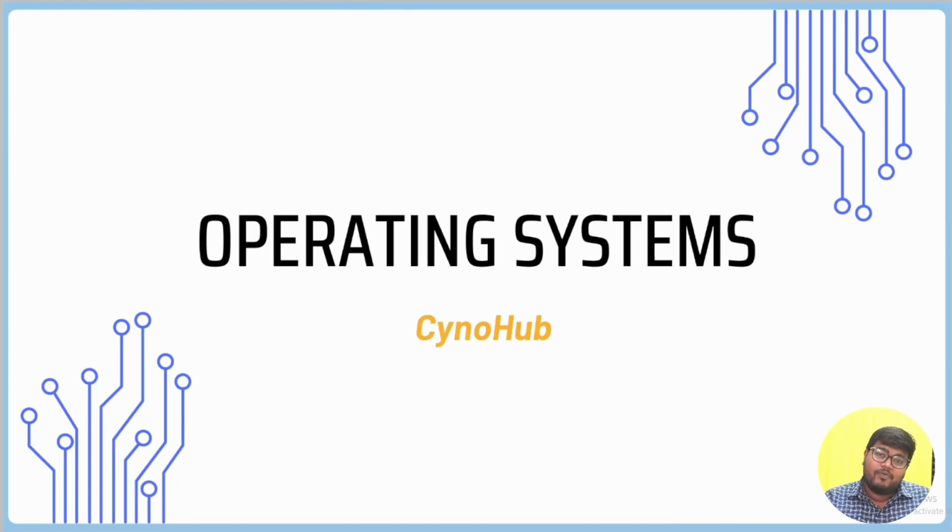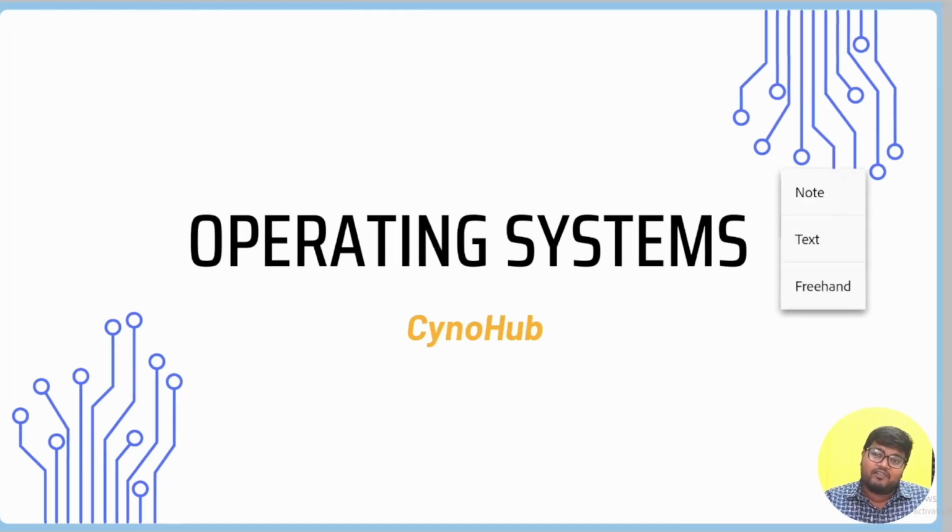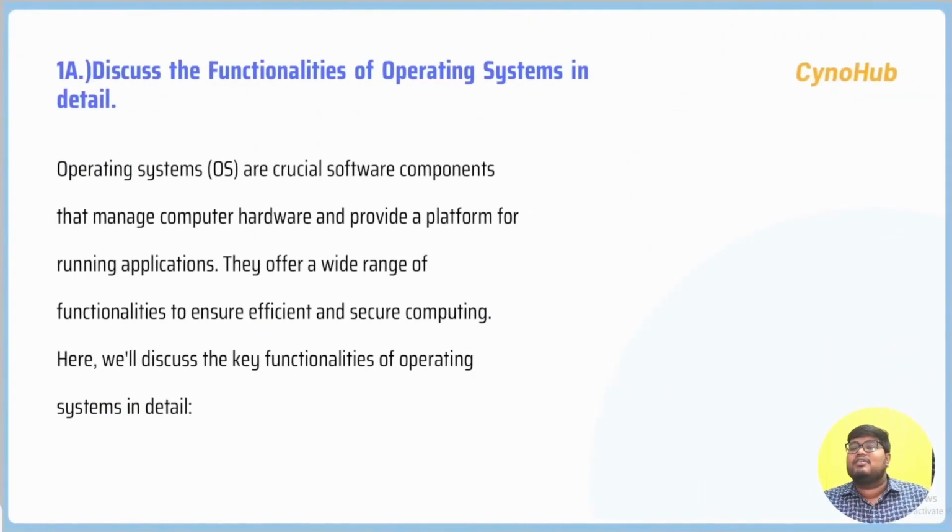So with the help of an operating system, what are the functionalities in your system, what are the advantages of an operating system, and everything, I will discuss in this video. Here we discuss the functionalities of an operating system in detail. First of all, see the definition here. Operating systems are crucial software components that manage the computer hardware, see this point, hardware, and provide the platform for running applications.